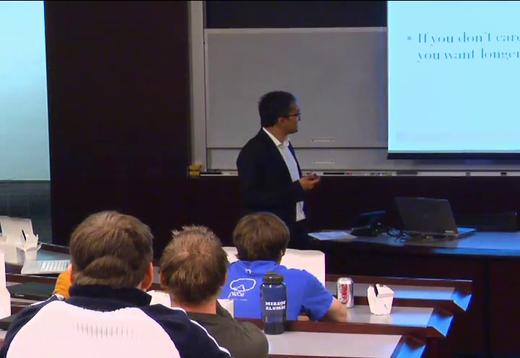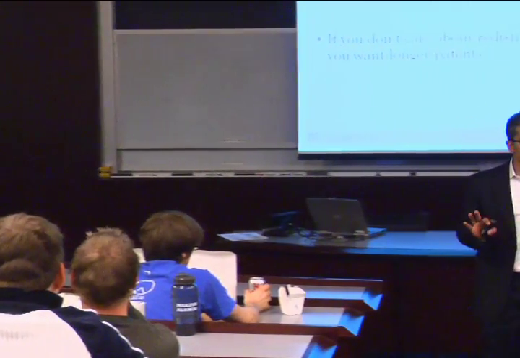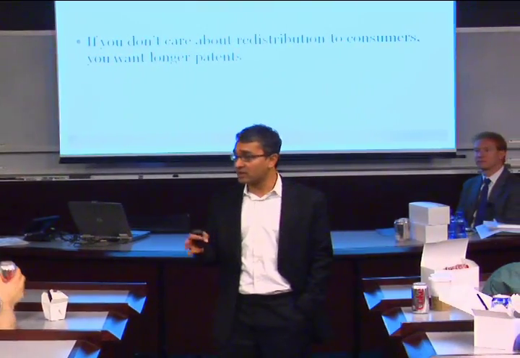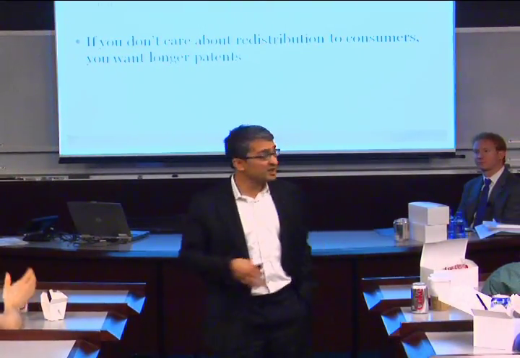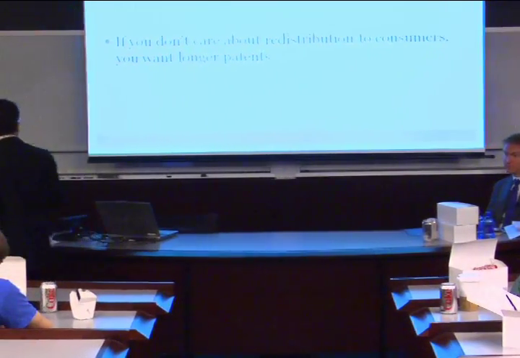And the next thing we want to think about going forward is, if you're one of those people that doesn't care about redistribution, or certainly not between producers and consumers, you care about rich-poor, but you don't think it maps out nicely to consumers and producers, you want longer patents, right? You want longer patents.